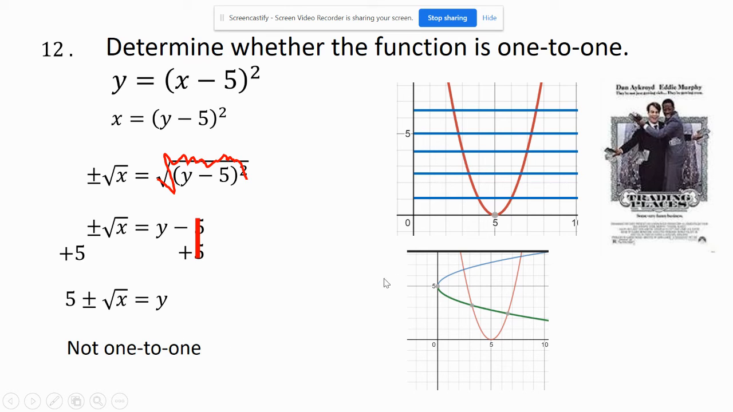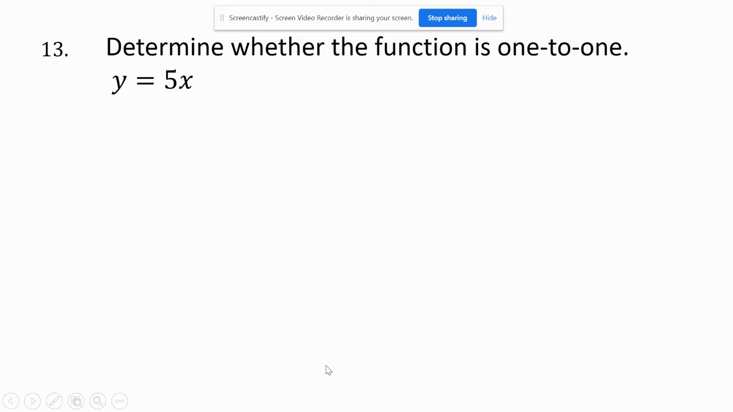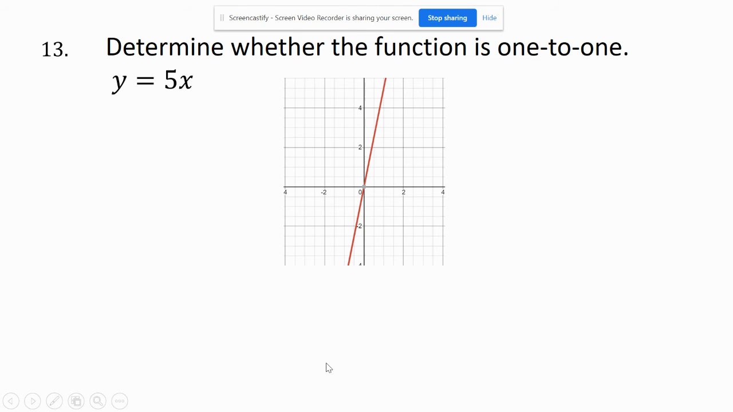The easiest way to do it is to do the horizontal line test. If it doesn't pass the horizontal line test, it is not one-to-one. If it passes the horizontal line test, it is. So let's look at one that will pass the horizontal line test. It'll pass the vertical line test, and it passes the horizontal line test.